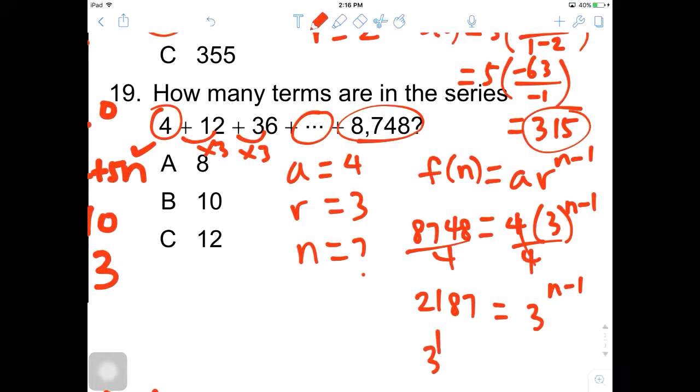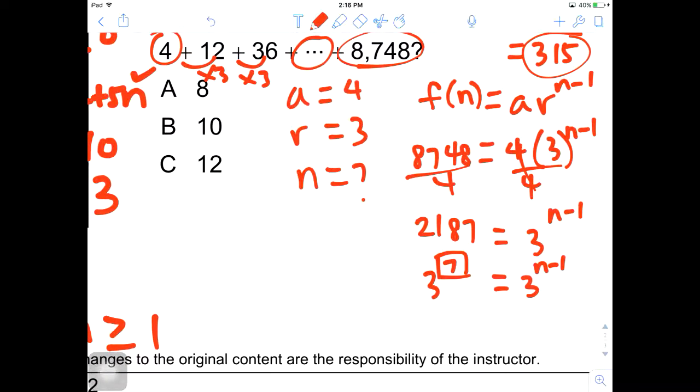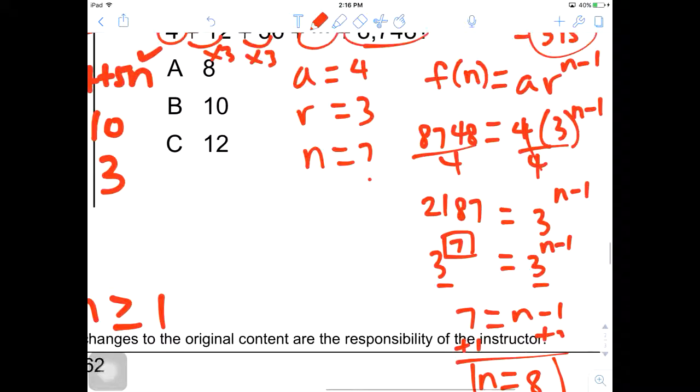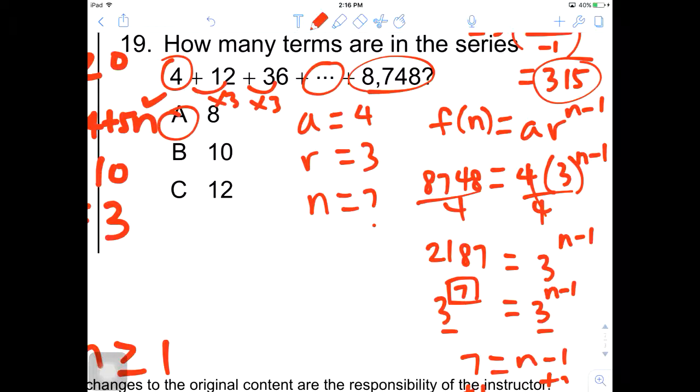And I'm going to rewrite it again with a base of 3 on the left side. So I'm going to start playing with it, and 3 to the 7 should give me 2187. The bases are equal, so the exponents are equal. 7 equals n minus 1. Adding 1 to both sides, I have n equals 8. And therefore, the answer choice is A.